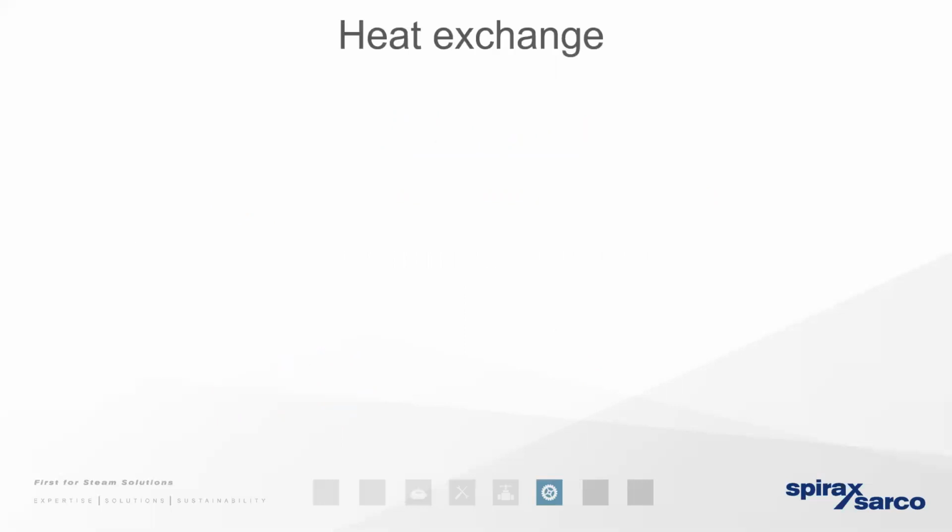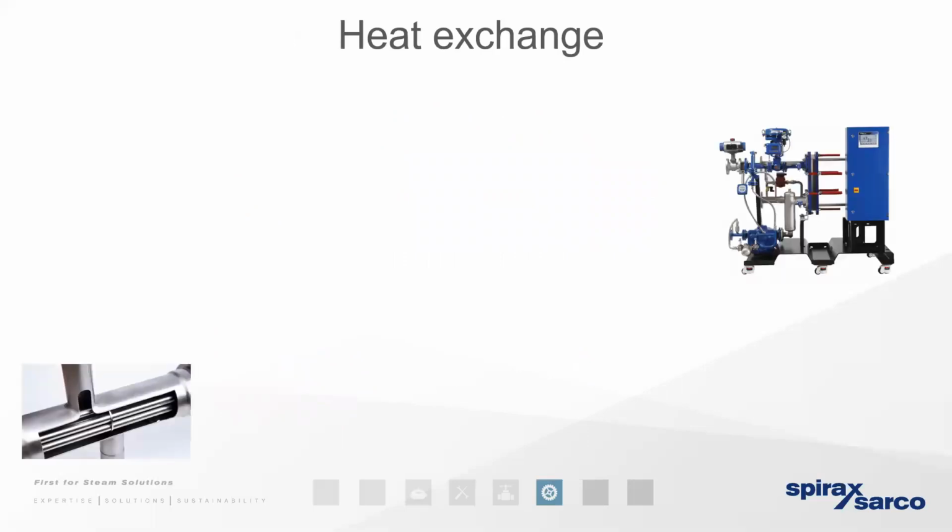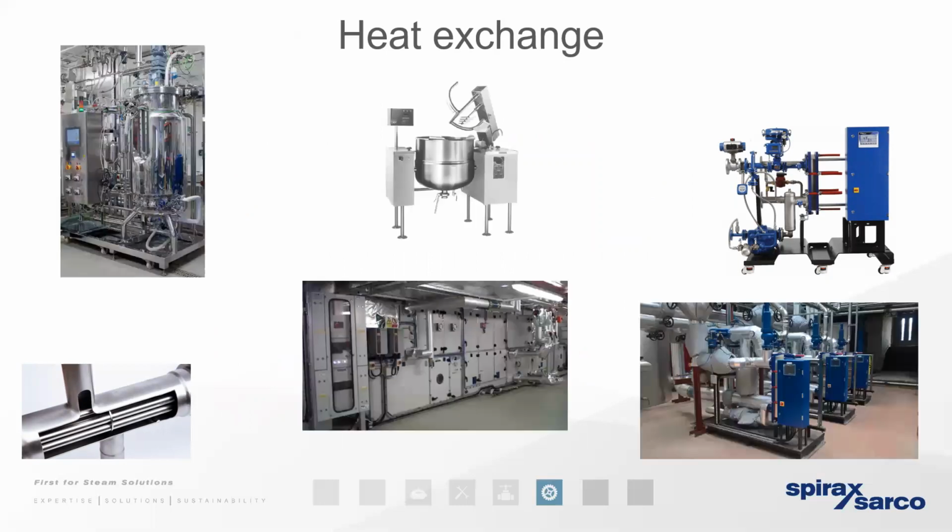So as we've mentioned already, steam gives up its latent heat energy by condensing. So above you can see what we refer to as a closed loop system. And that's when steam goes onto a heat exchanger. And the condensate, which is full of that sensible heat that we can't use at the process, has no value to us. It's high temperature hot water, but it simply doesn't have enough energy in it. We've got to drain it away.